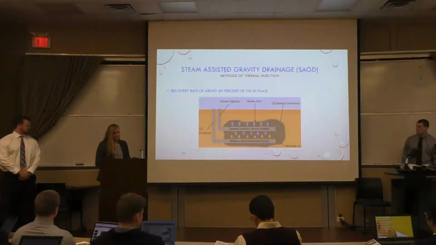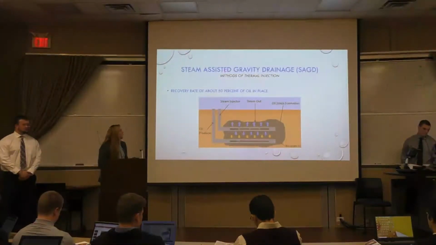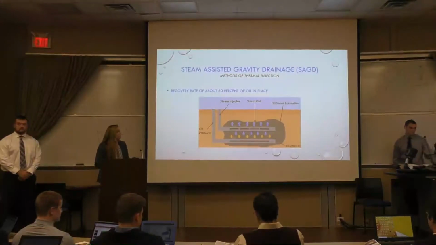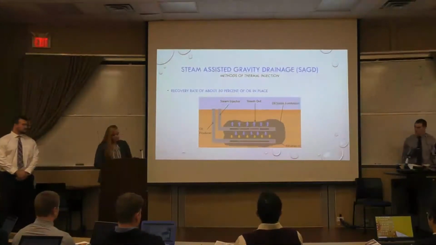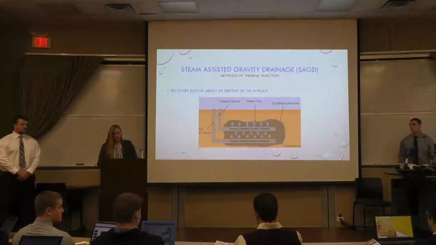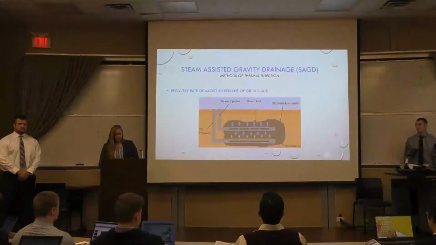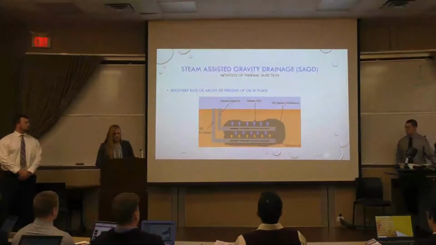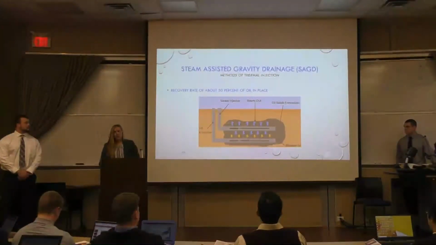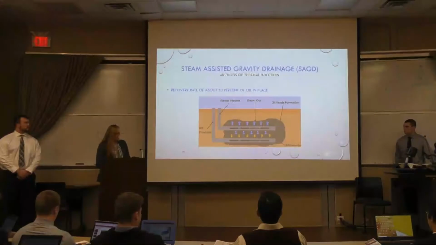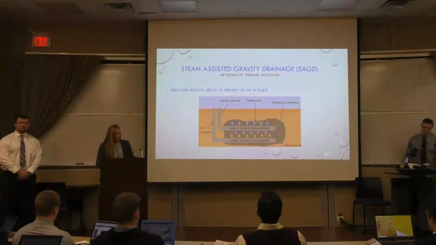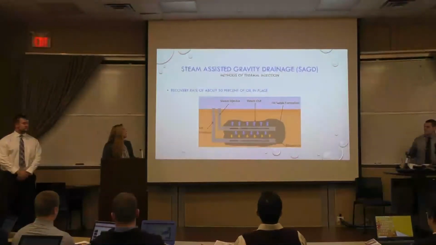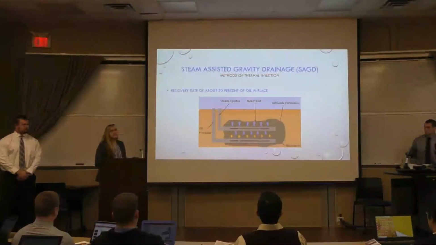Next is steam assisted gravity drainage. There are 2 horizontally drilled wells, one above the other, about 5 meters apart as seen in the diagram. In the above well, pressurized steam is injected to heat the oil, making it less viscous. This forces the heavy oil to drain into the bottom well, where it can then be produced. It is mostly used in very heavy oil fields and oil sands, and the recovery rate is about 50% of oil in place.